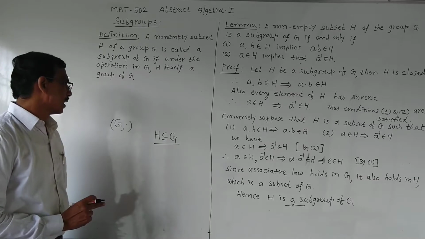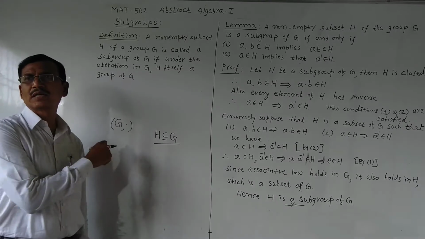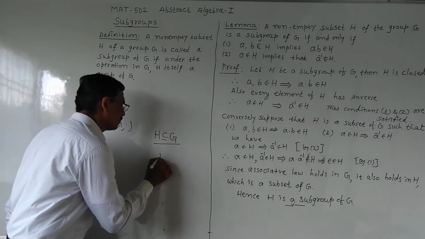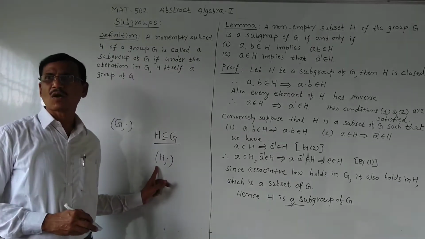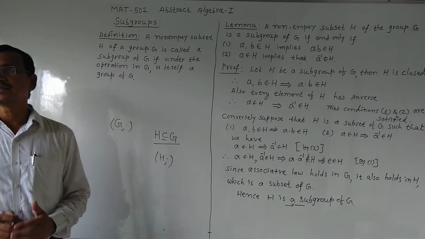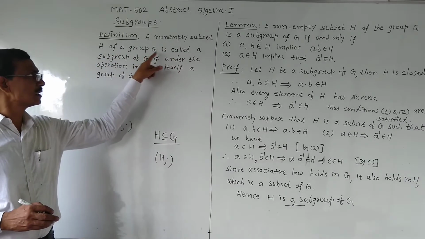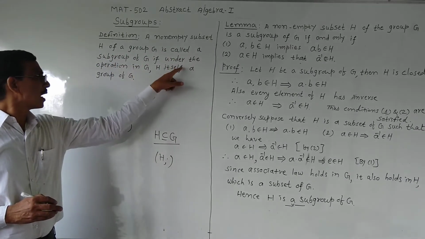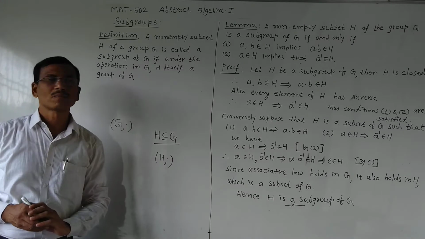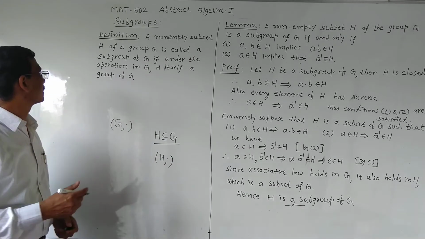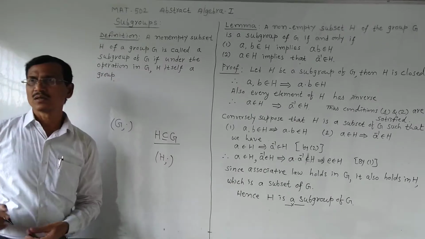of G, and H itself is a group with respect to the same binary operation which is defined in G. That means if (H, ·) is also a group, then this group (H, ·) is called a subgroup of G. Here we have written the definition: a non-empty subset H of a group G is called a subgroup of G if under the operation in G, H itself is a group, not necessarily a group of G. H itself is a group.